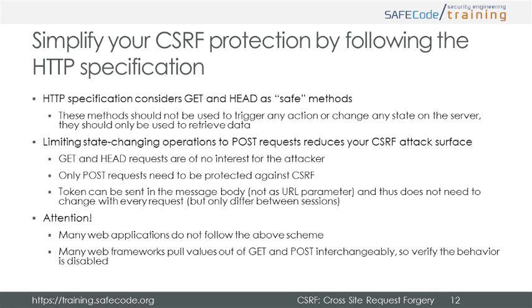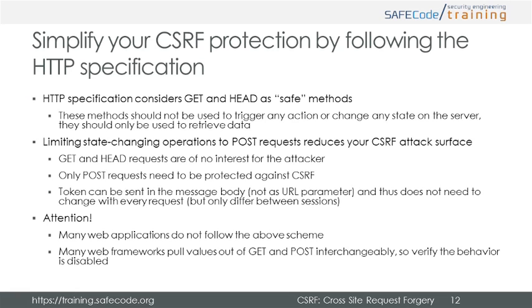If POST requests initiate all state-changing operations, then only these requests require protection against request forgery. By sending the token as a POST parameter in the message body, we avoid leakage via the URL. Consequently, we do not need to generate a new token for every request. Generating one unpredictable token for each user session and using this token to protect all POST requests is sufficient.